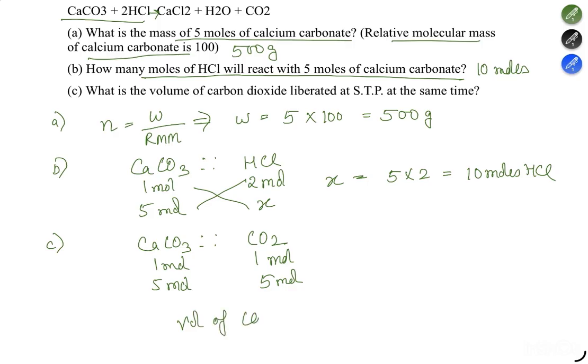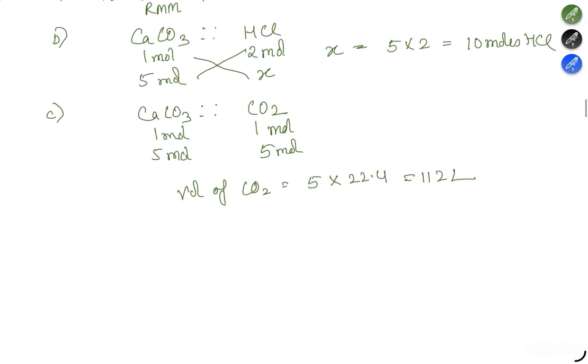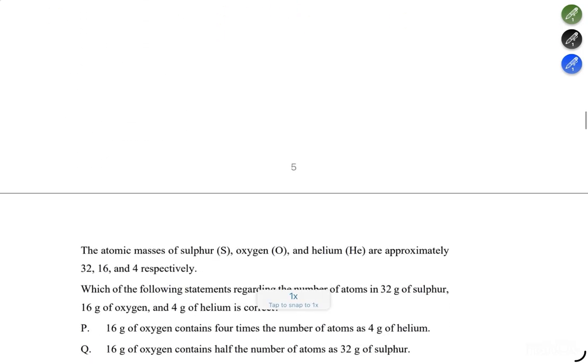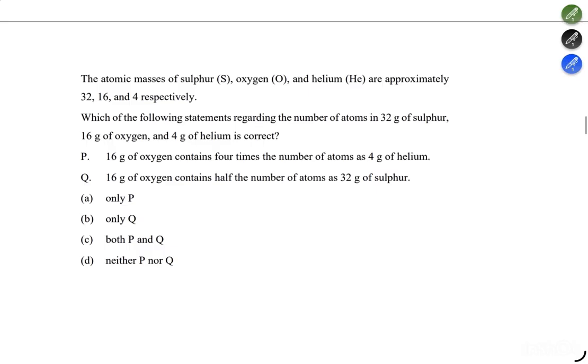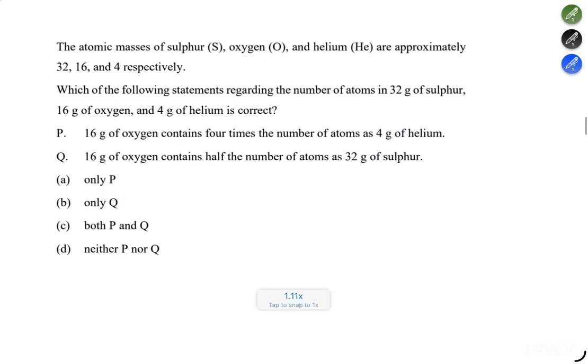The same formula you can apply. 5 moles multiplied by the molar volume, you will get 112 liters. So the answer is 112 liters of carbon dioxide will be produced. Now let's move to another specimen paper question. This is an MCQ question.